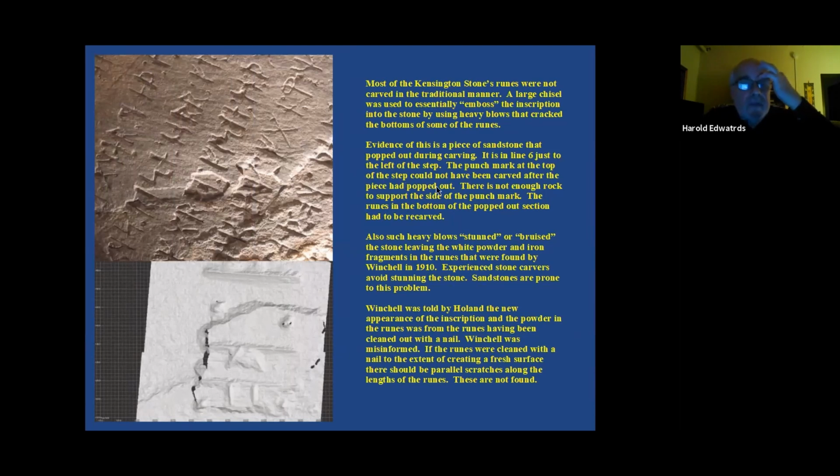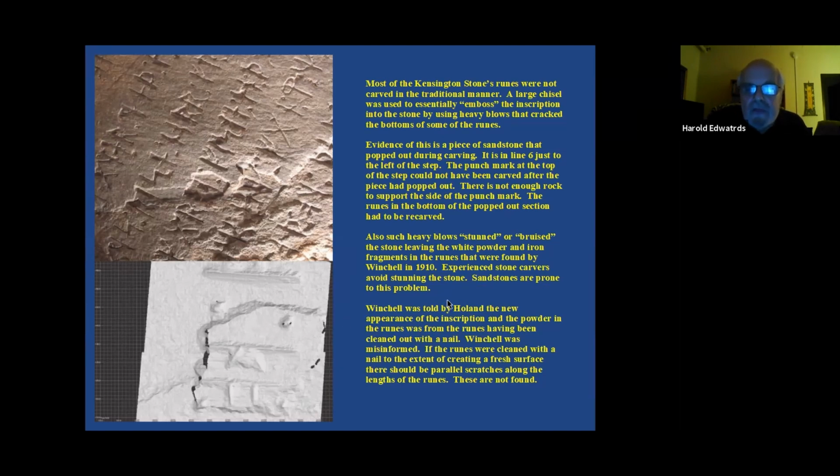And there's some evidence for this. One is this piece that was popped out of one of the lines. This is a laser scan enlargement of that piece. You'll see this punch mark here. That could not have been made after this piece popped out, because if it did, all this would have given away. So what had happened is part of the inscription was made, and then this piece came loose, and so they had to redo the text in the bottom of this piece that popped out.